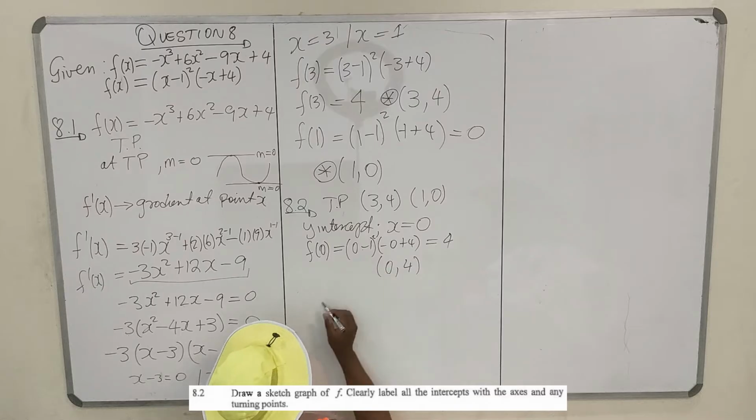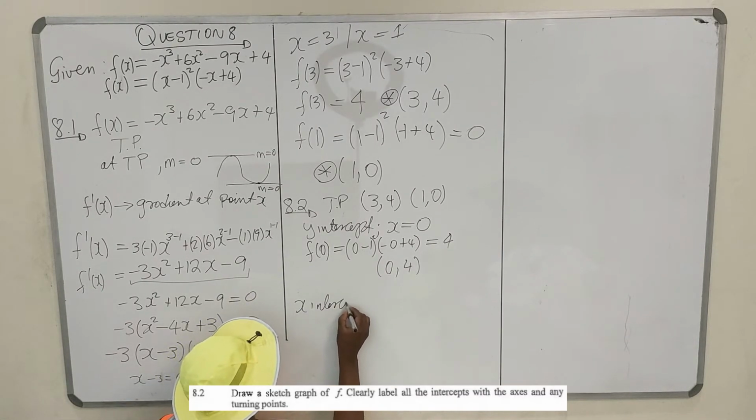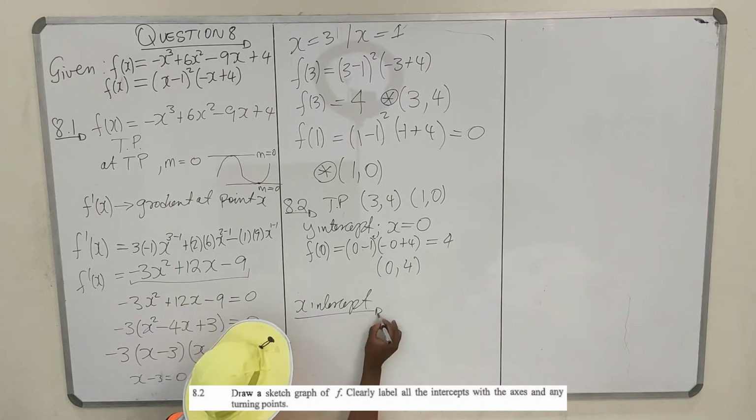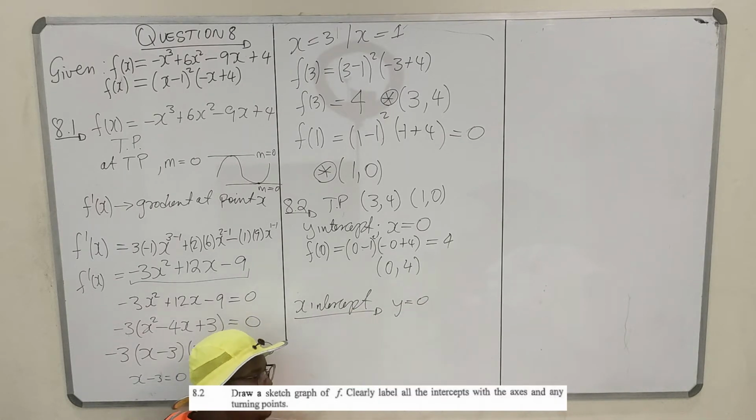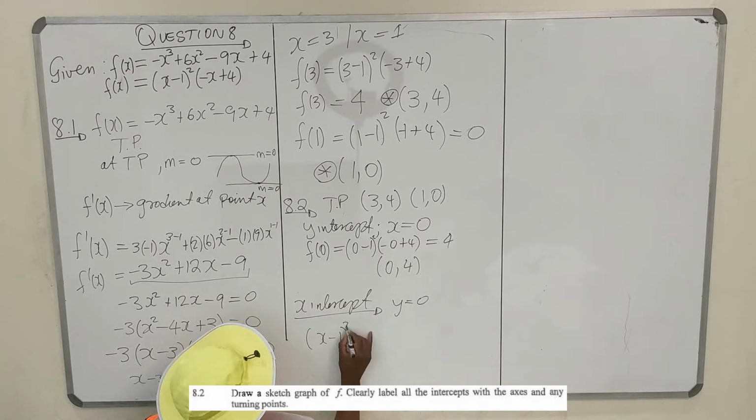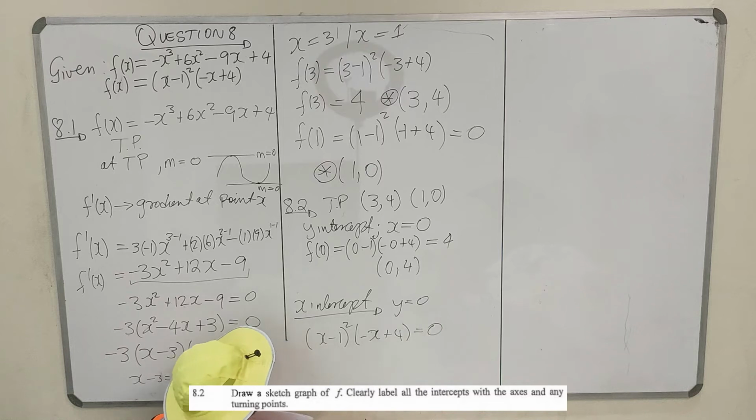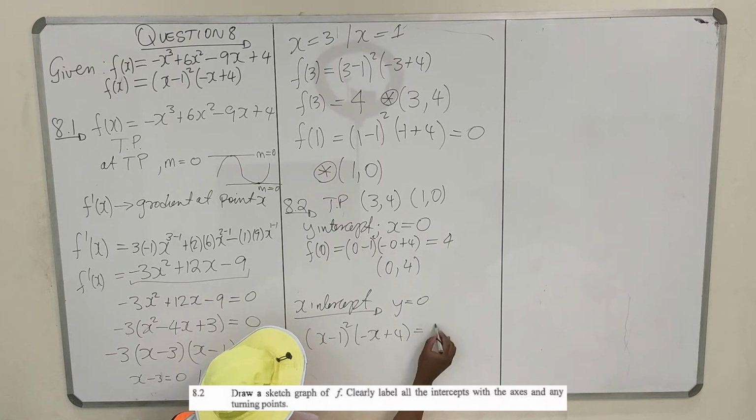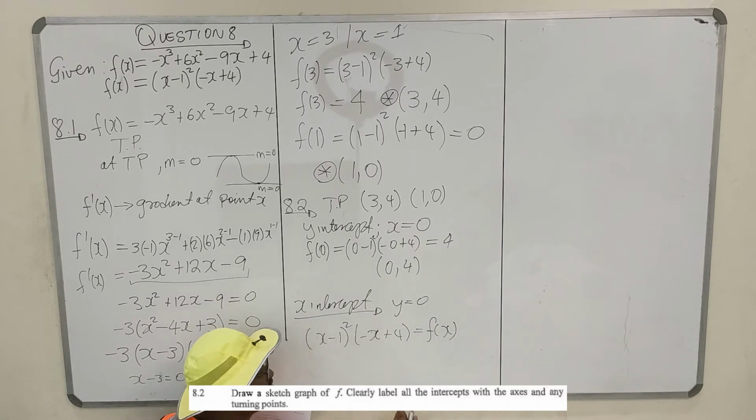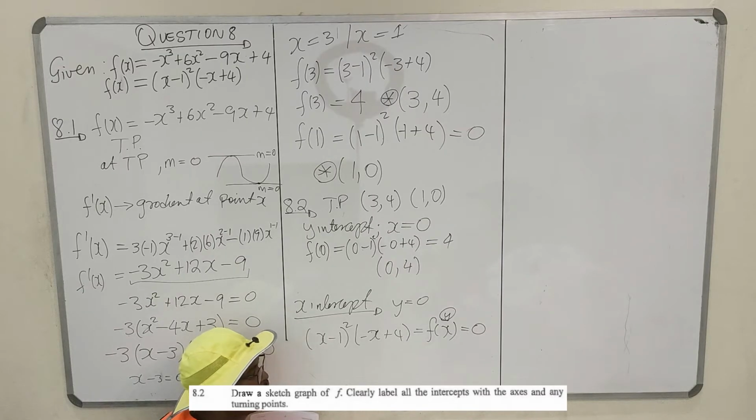Done. Then, what do you need next? You need your x-intercept. Where does your graph cut the x-axis? You know that y is equal to 0. Then you say, okay, x minus 1 all squared, times negative x plus 4 is equal to 0. Because this was equal to f of x, and f of x is 0 because it's your y. This is y. It's the y value of f.